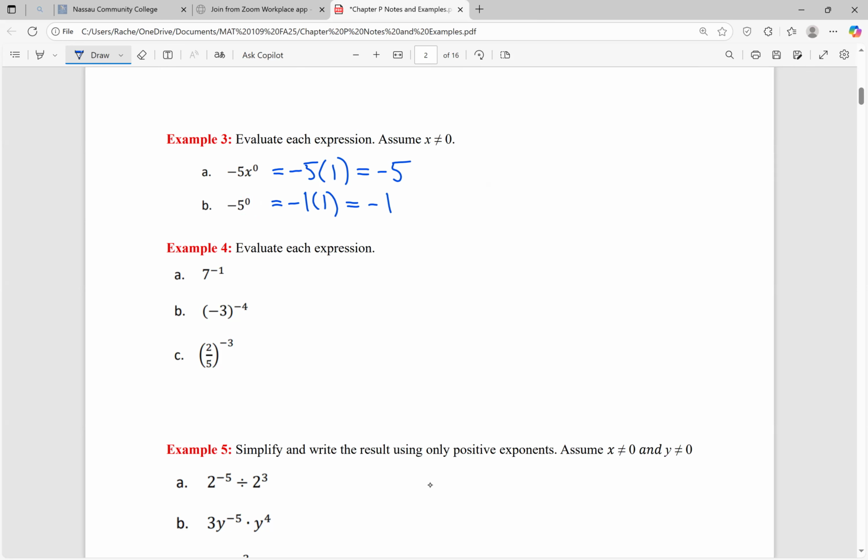Now let me show you what I was talking about a second ago. What if I had (-5) to the 0 power? You see how that's different now than the way it's written here in part B? Now, this whole expression is being raised to the 0 power, including the negative. And remember, anything raised to the 0 power is equal to 1. So if I have -5 in parentheses raised to the 0 power, my answer is 1.